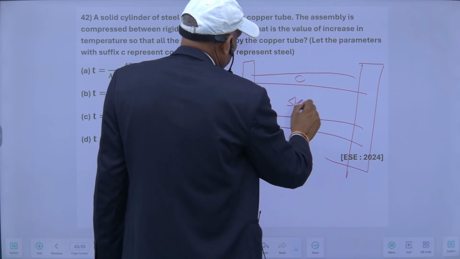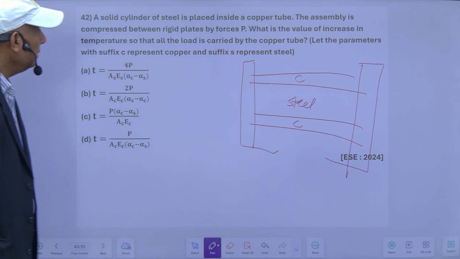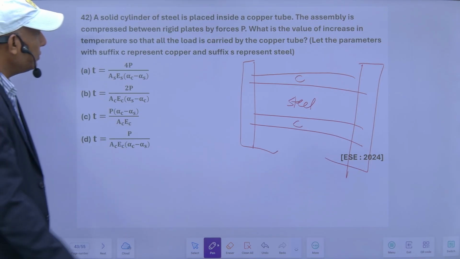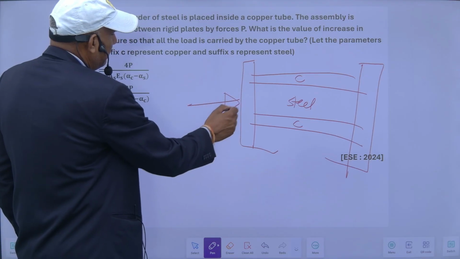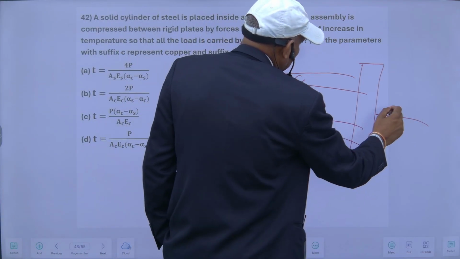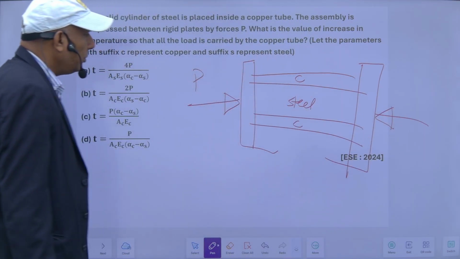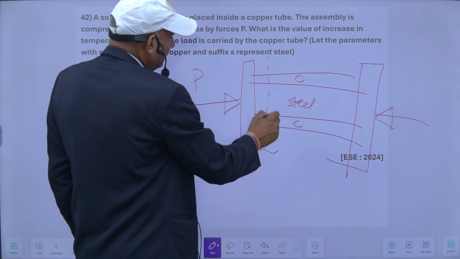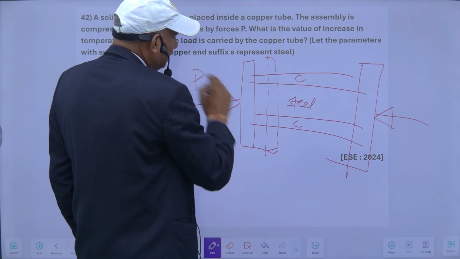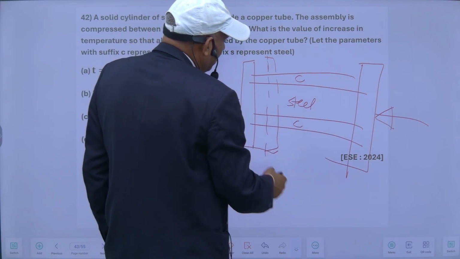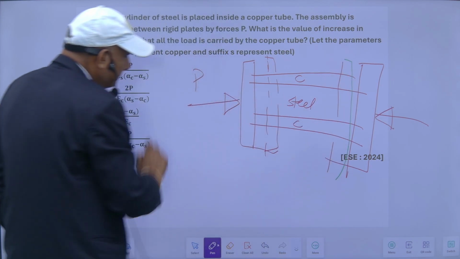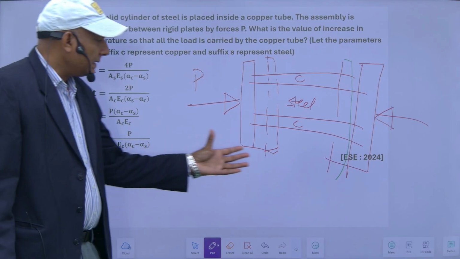And this is steel. In the first case, a solid cylinder of steel is placed inside the copper tube. The assembly is compressed between rigid plates by forces P. This is the force P. So obviously, with compression, suppose it will come to this one. Let us take one side. It will compress like this.